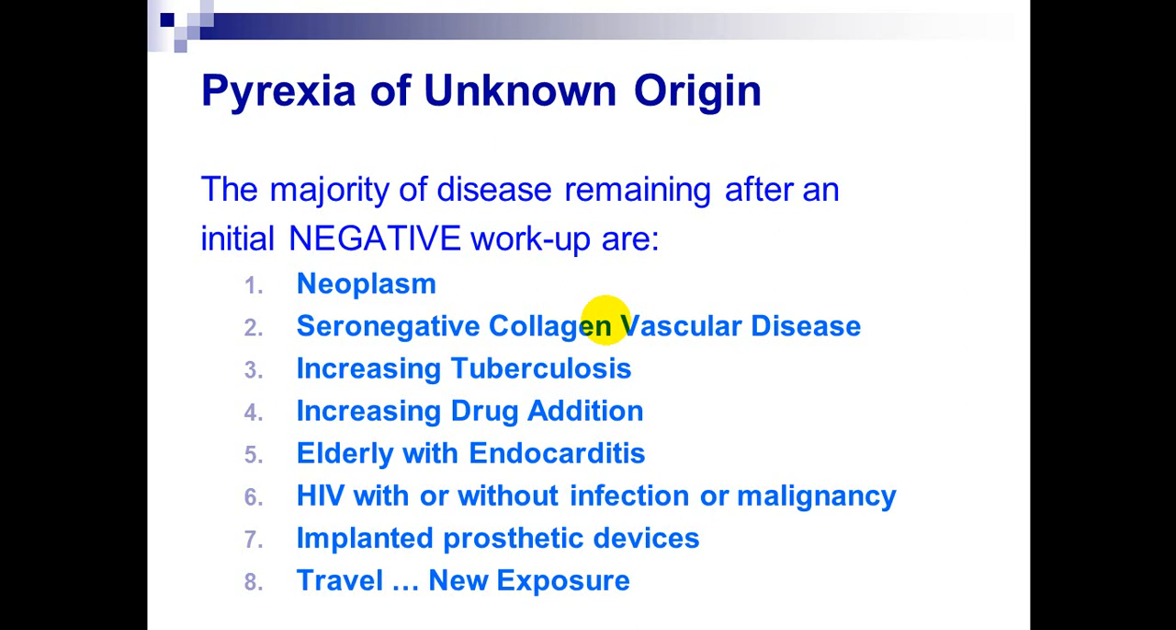The remaining or majority of diseases after initial negative workup are tumor, connective tissue disease, TB, drug addiction, SLE, subacute bacterial endocarditis, elderly also with endocarditis, HIV, prosthetic device infection, and history of traveling, very important.